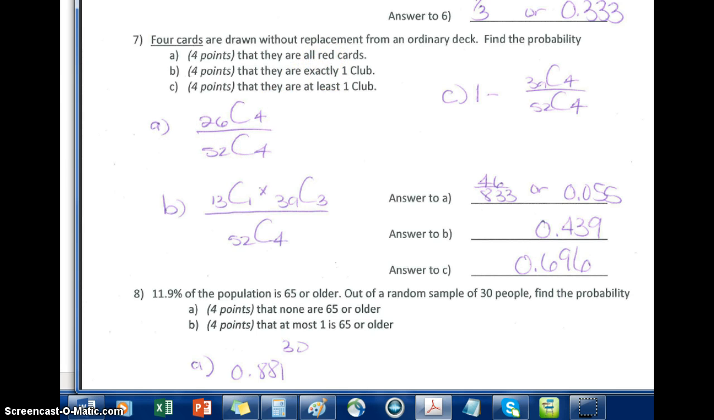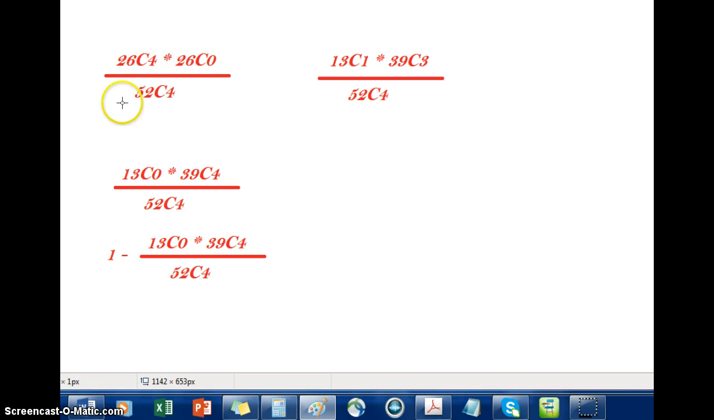And then what about that they are all red cards? I have it written out here. There's 26 red cards and we're choosing 4. And then for the rest of the stuff, there's 26 black cards and we're choosing 0. So think about the 2 groups you have, red and black. You're picking 4 from this group, 4 out of the 26, and you're picking 0 from this group.